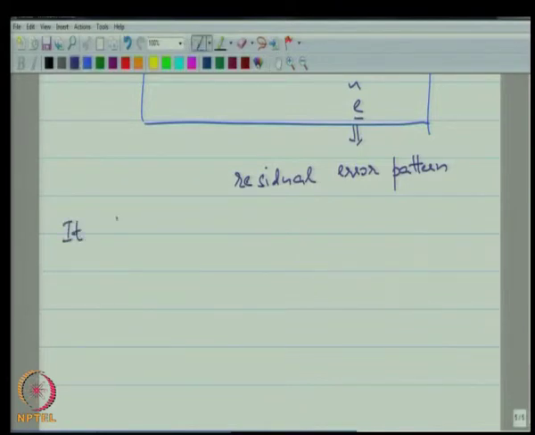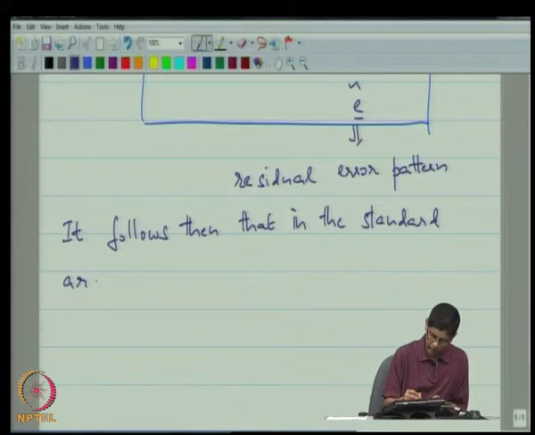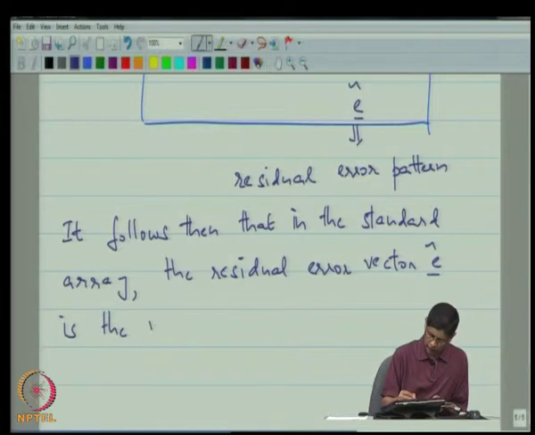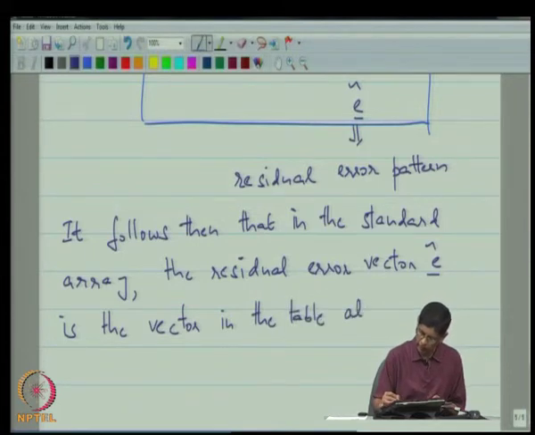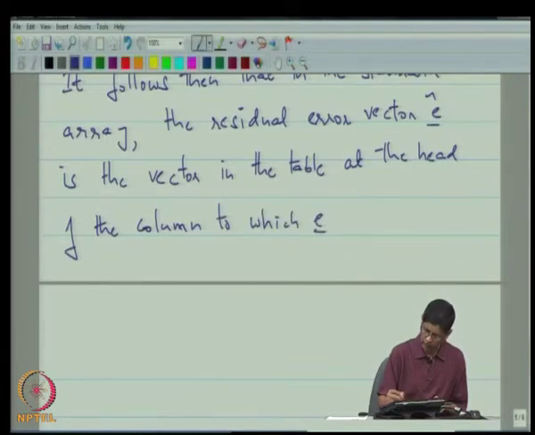So, let us make a note of that. It follows then that in the standard array the residual error vector E tilde is the vector in the table at the head of the column to which E belongs.